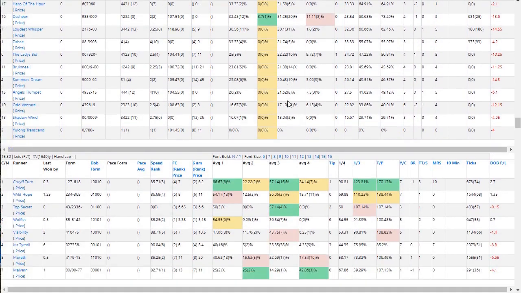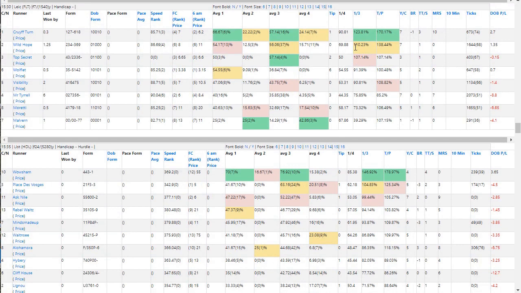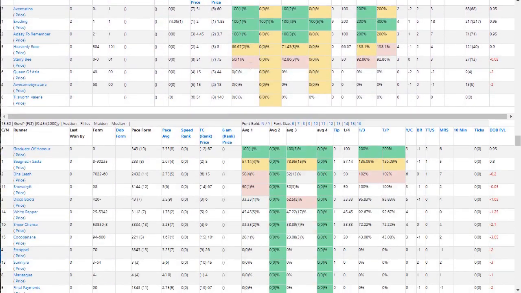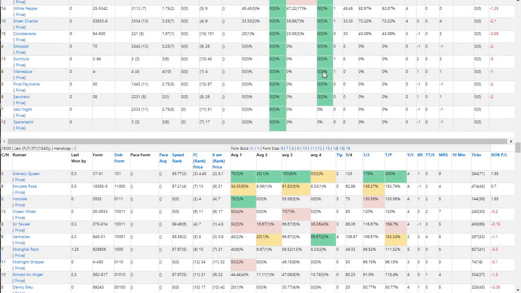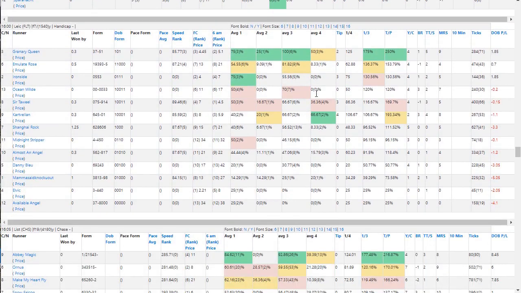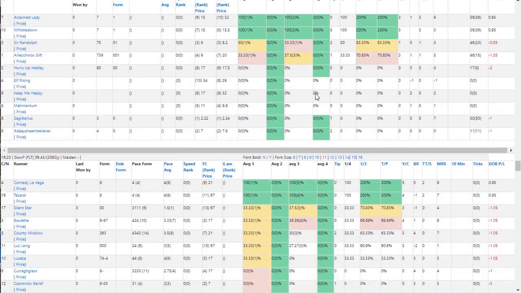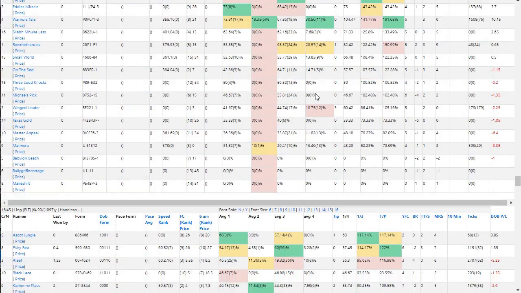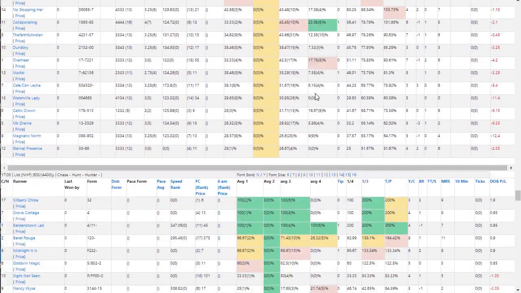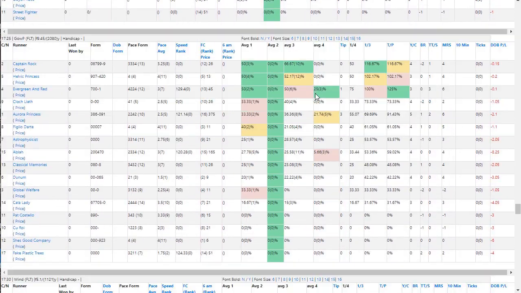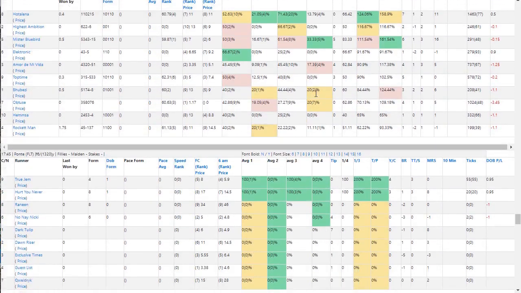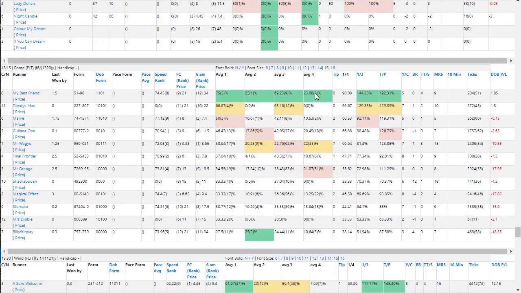If we come down again, you know, not all greens. That's 200s and 100s. We don't want to be on that one. Not all greens. So coming down, so we've got another one here.